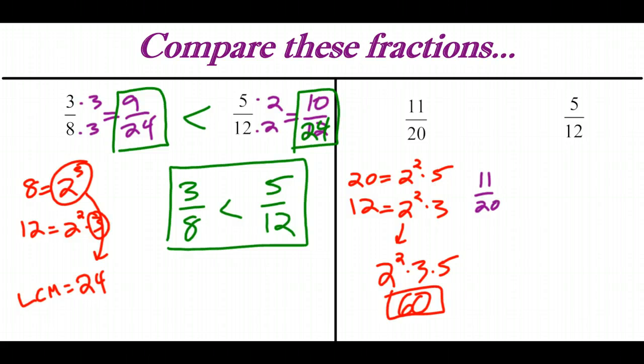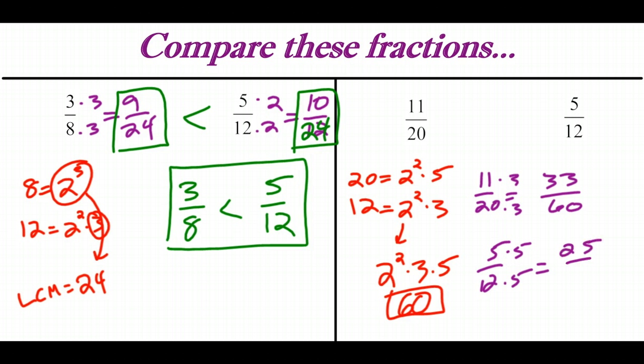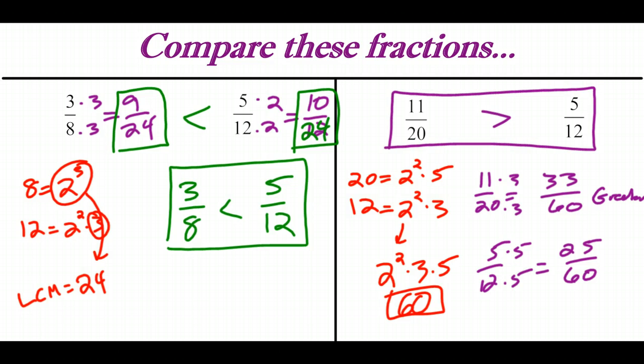11/20 is the same as 33/60, and 5/12, multiply both by 5, is the same as 25/60. Because 33/60 is greater than 25/60, we know that 11/20 is greater than 5/12.